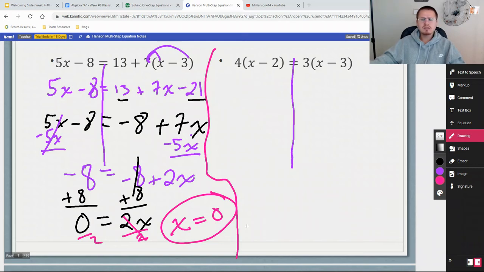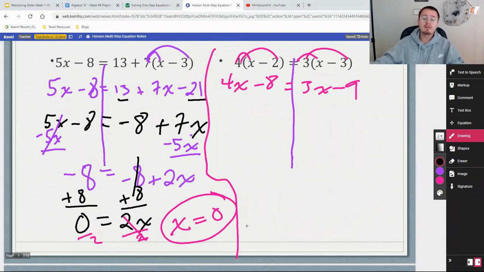This one's a little more straightforward. We got double distributive property to start. So get them rainbows going. 4x minus 8 and 3x minus 9. Always distribute first if you can, because it just makes it a little more simple to deal with.